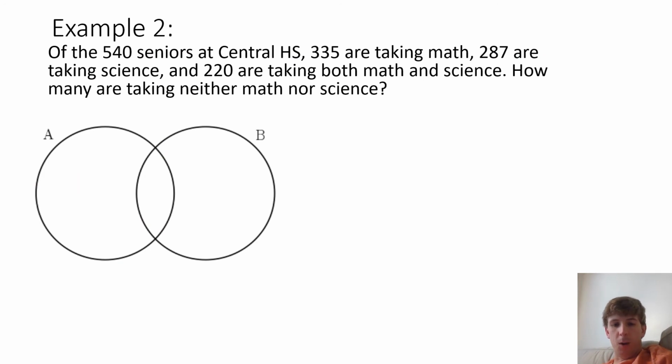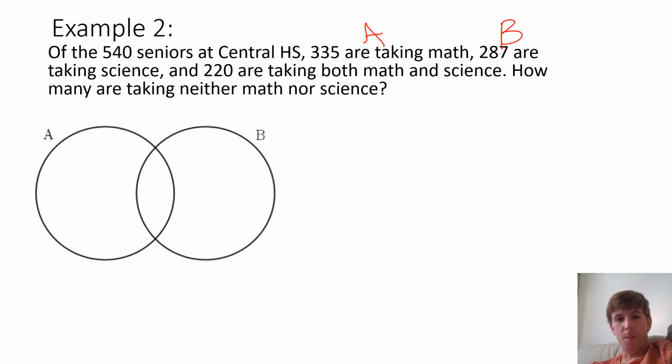So this example, let's work through some with just actual numbers here instead of just using those symbols, although we cannot forget those symbols. So we have 450 seniors at Central High School. 335 are taking math. Okay, so I'll just call that set A here. 287 are taking science. I will refer to that as set B.